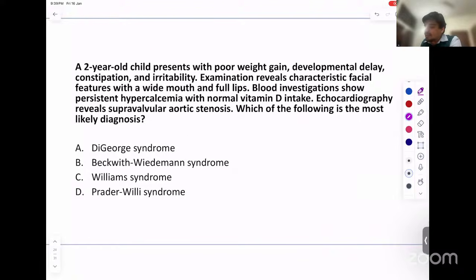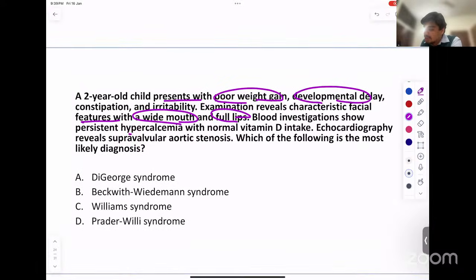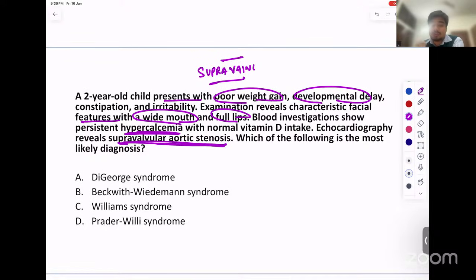A 2-year-old child presents with poor weight gain, developmental delay. Examination shows wide mouth, full lips. Blood investigation shows hypercalcemia and supravalvular aortic stenosis. See, supravalvular aortic stenosis, this is so characteristic of Williams syndrome, and they love asking this question. Supravalvular aortic stenosis means Williams syndrome. It means 7q11 deletion.